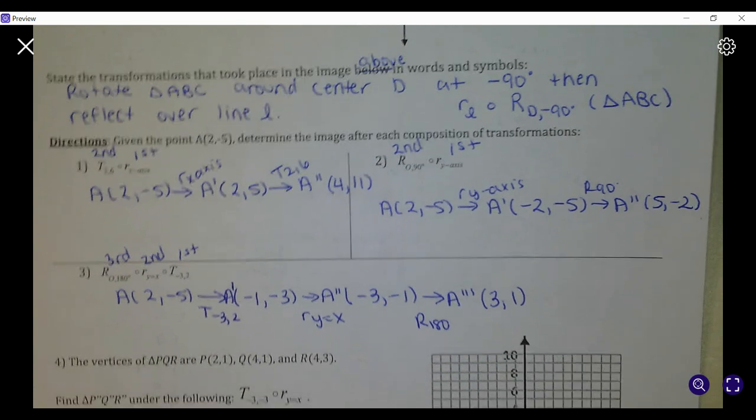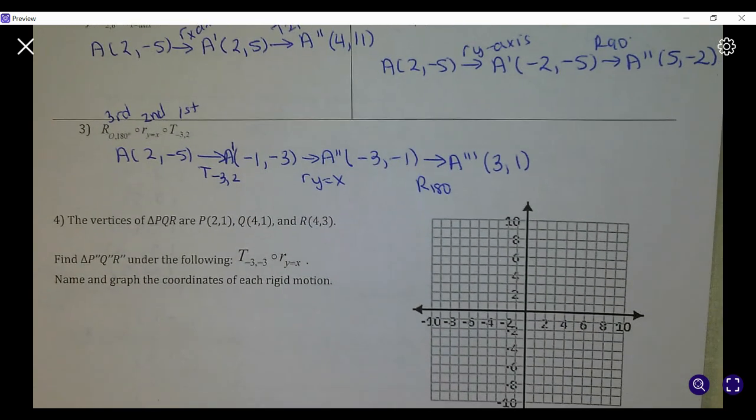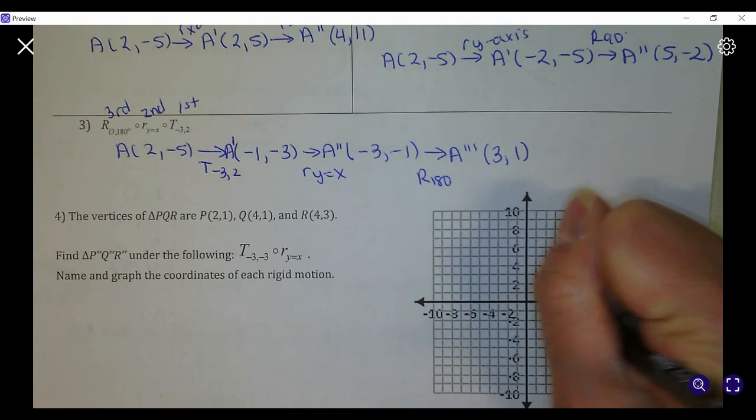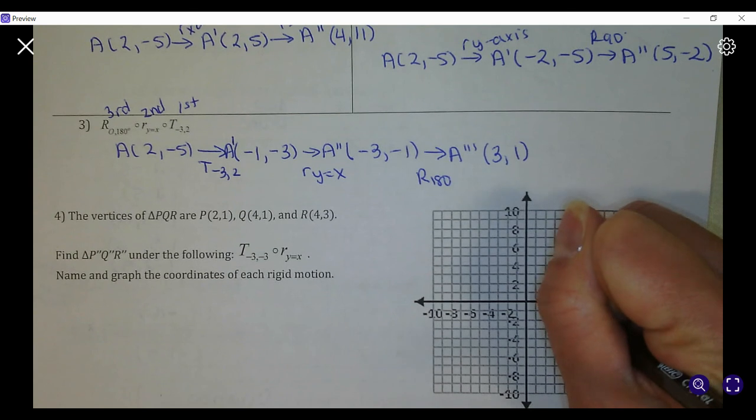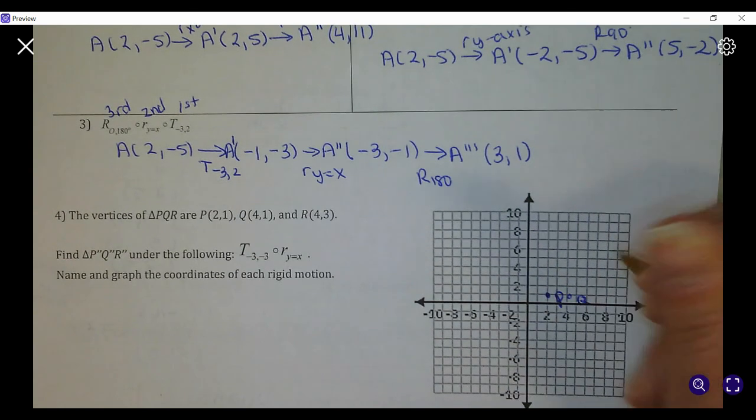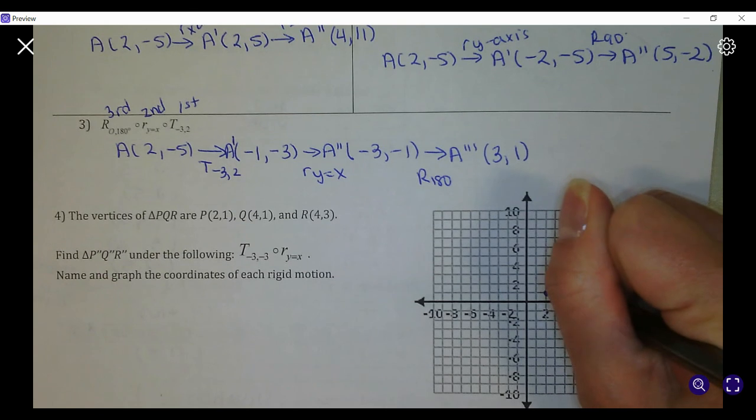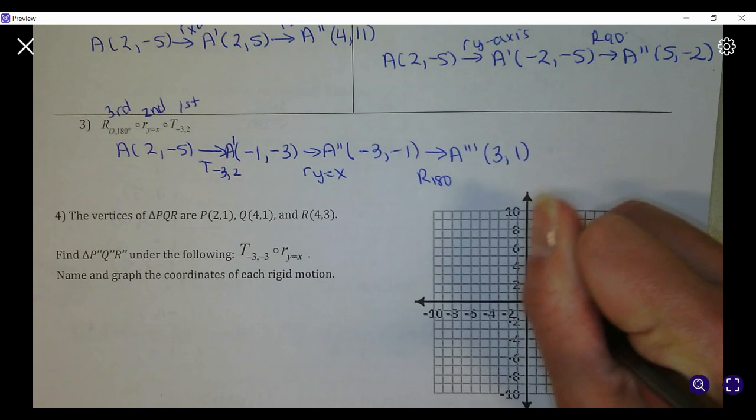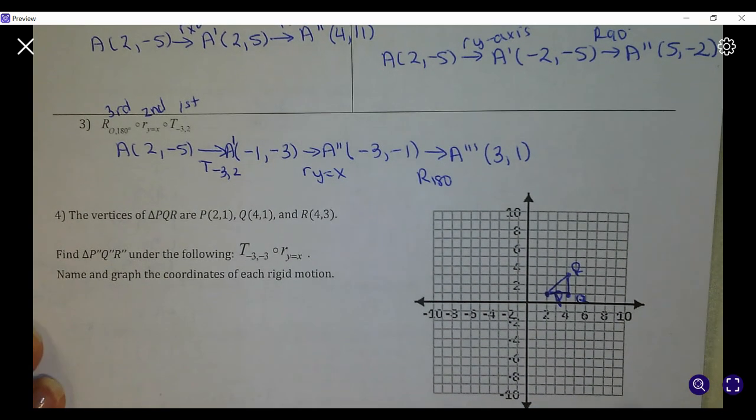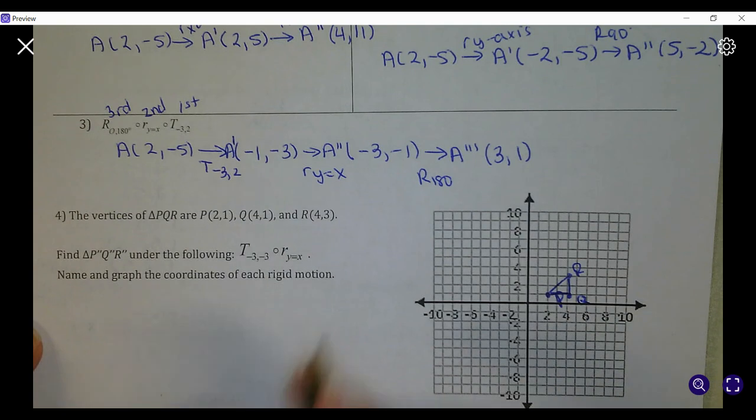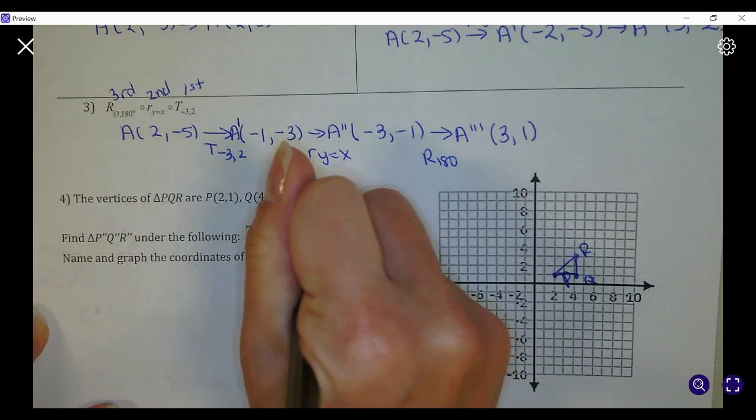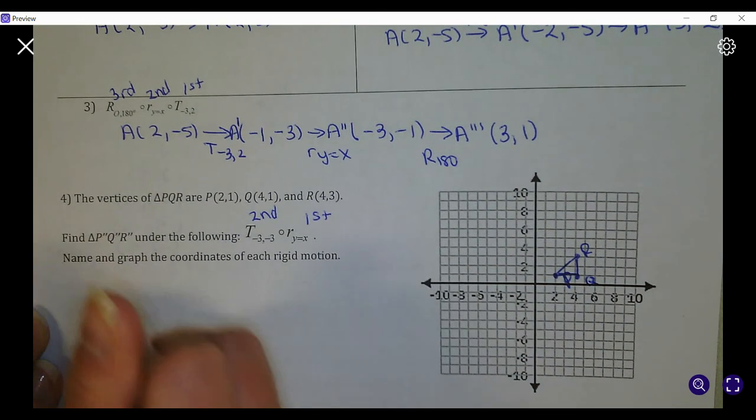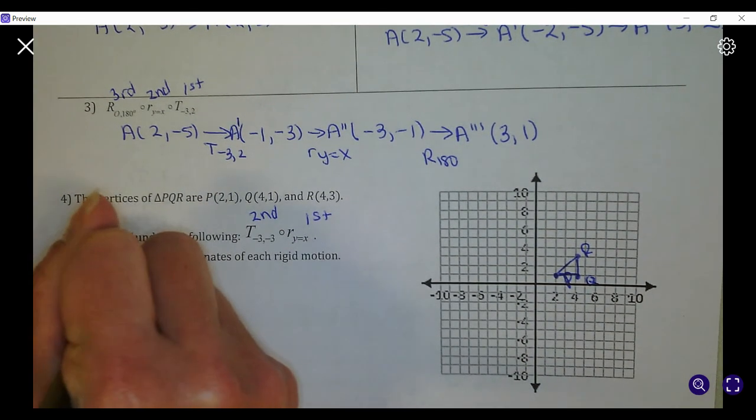Now this one, let's actually plot these. So P is 2, 1. Q is 4, 1. R is 4, 3. Okay, so this is my original triangle. Pretty tiny. It's saying find the next triangle under the following composition. So again, go backwards: reflect first, then translate.